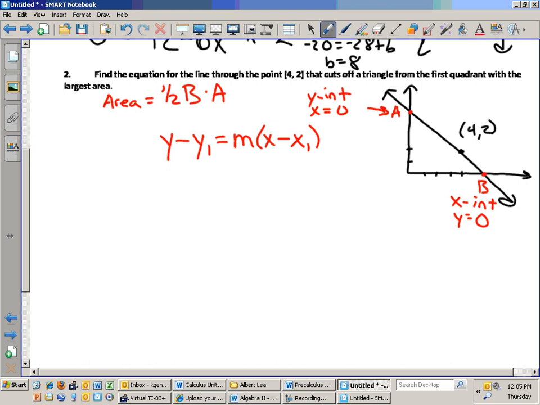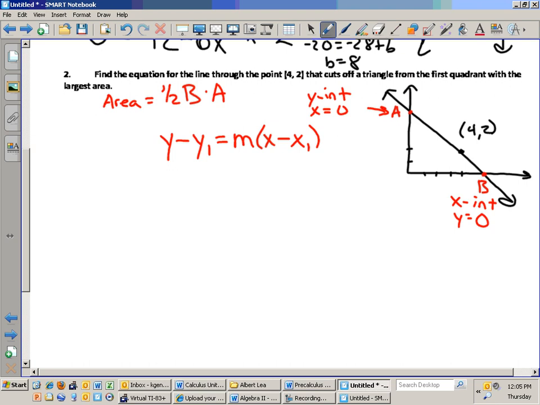I can substitute in 4 and 2. True or false? I know m. I don't. I have no idea what m is. Isn't that kind of what I'm trying to find? If I knew m, then I could write the equation for the line. So m is what we're eventually going to be solving for, but let's start by this.